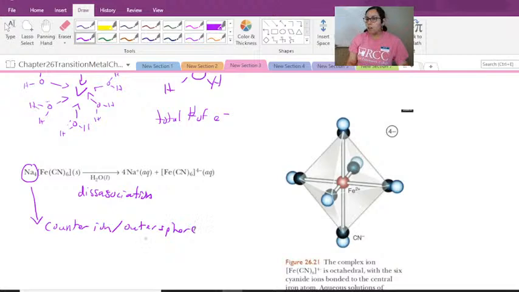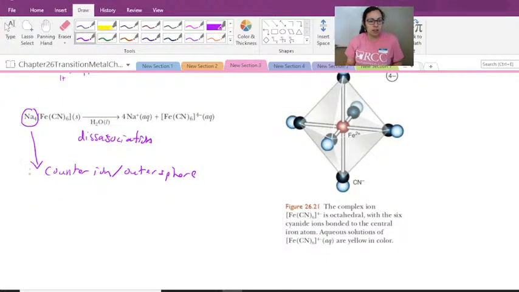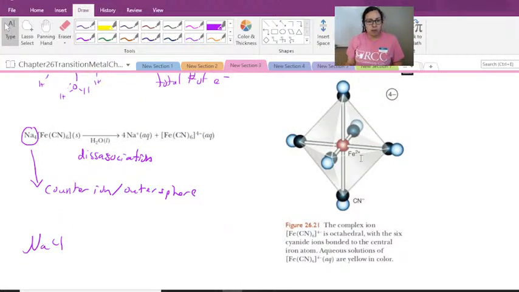By saying outer sphere, that means it's not directly coordinated to the metal. There's no physical bond between the sodium and the iron. It's just hanging around, just like sodium chloride. Same sort of concept: there's no physical bond between them. They're just held together electrostatically. And that's really clear once you put it in water and it dissociates. So that sodium is just your counter ion. It's not in what I would call the structure of your compound.